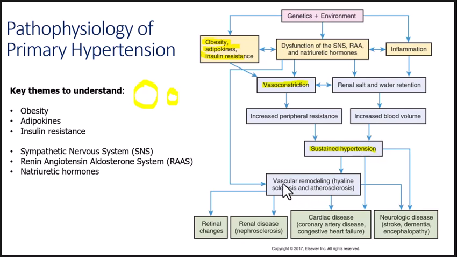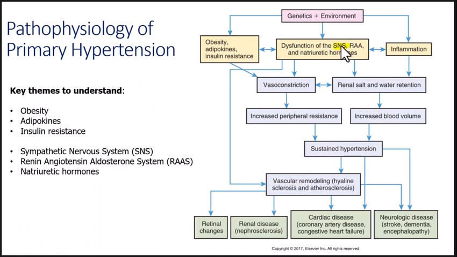Over time, this high blood pressure can cause many different things, including vascular remodeling. This is where sclerosis or hardening can occur. Atherosclerosis can be promoted, and this can lead to negative health effects. Let's look at another variable.